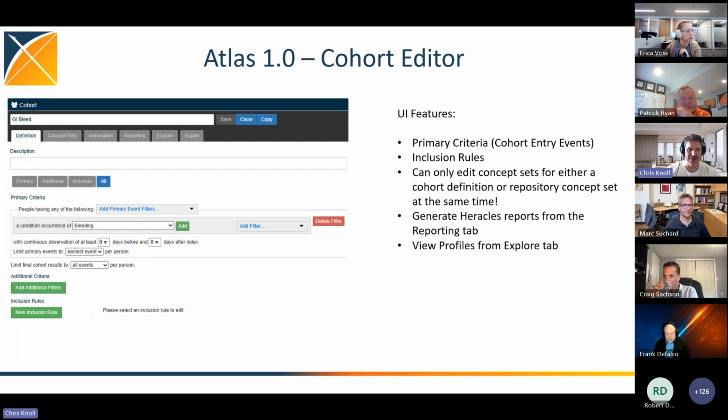The cohort editor was very simple. At the time, we had the notion of a primary criteria and additional criteria, or inclusion rules. We didn't have any concept of exiting, but we did introduce the notion of generating cohort reports, and that was under the reporting tab.